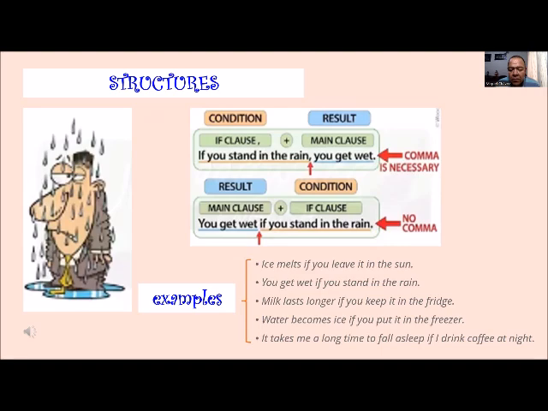Examples. Ice melts if you leave it in the sun. You get wet if you stand in the rain. Milk lasts longer if you keep it in the fridge. Water becomes ice if you put it in the freezer. It takes me a long time to fall asleep if I drink coffee at night.